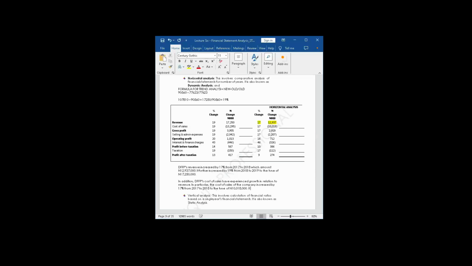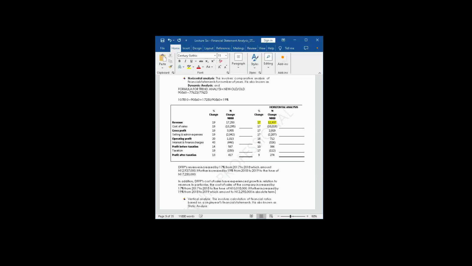It further increased. It further increased by what? By 19% from 2018 to 2019, which amounts to what? Which amounts to 13,295,000 naira in absolute terms.